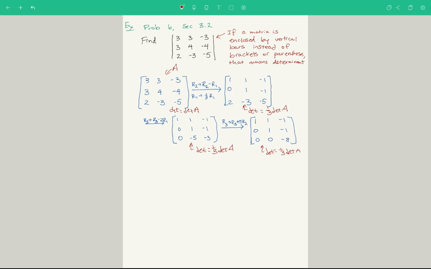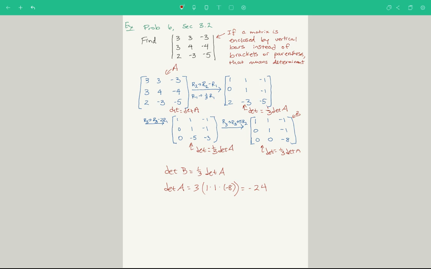So maybe let's call this final matrix B. So we have that the determinant of B is going to equal 1/3 the determinant of A. And the determinant of A is what we're going to try to find. So let's go ahead and solve for that. So that's 3 times the determinant of B. But B is a triangular matrix. So we can go ahead and just multiply those diagonal entries. So we had a 1, and a -8. So this is going to equal -24. Okay, so pretty straightforward.